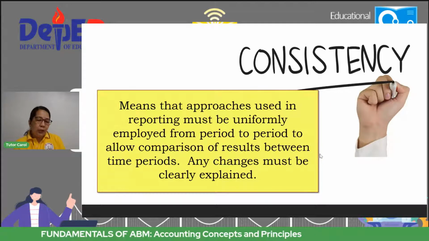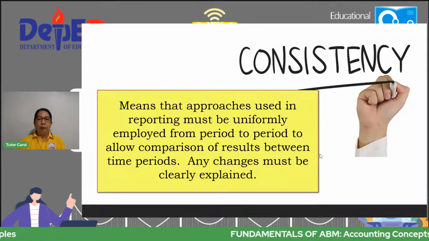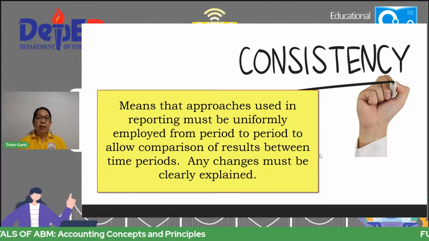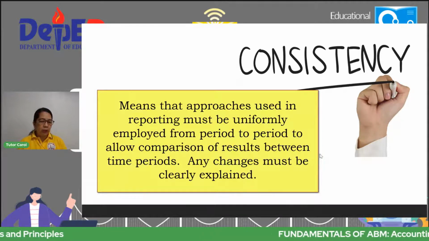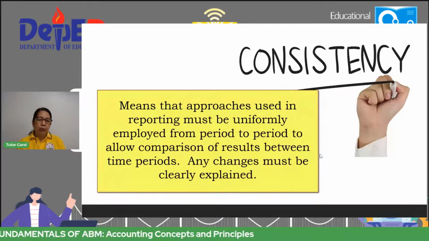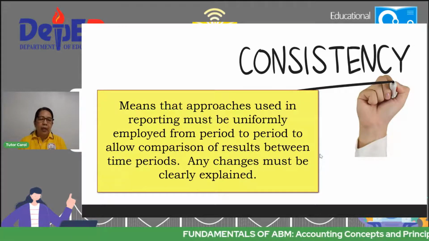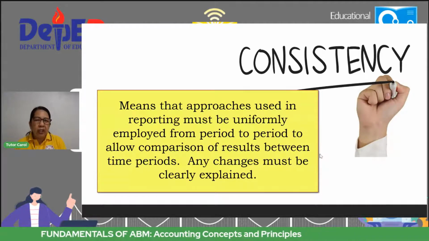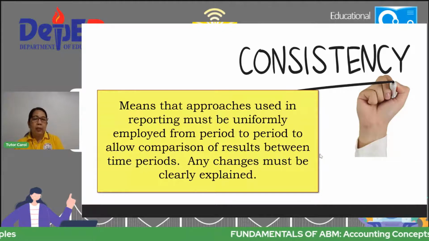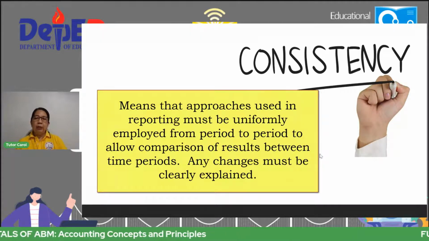Consistency. It means that approaches used in reporting must be uniformly employed from period to period to allow comparison of results between time periods. So, any changes must be clearly explained. Dapat consistent tayo sa pagre-record. For example, if the straight line method of depreciation is being used by the company, then the method should be uniformly used by the company in computing its annual depreciation. Kaya hindi tayo pwedeng paiba-iba ng procedure. Dapat kung ano yung nasimulan, ganun din ang gagawin natin hanggang sa pag-generate ng financial statements. Do you have any question?